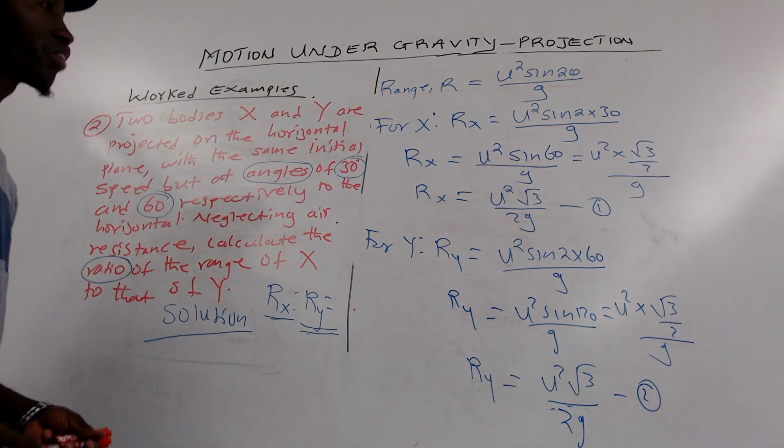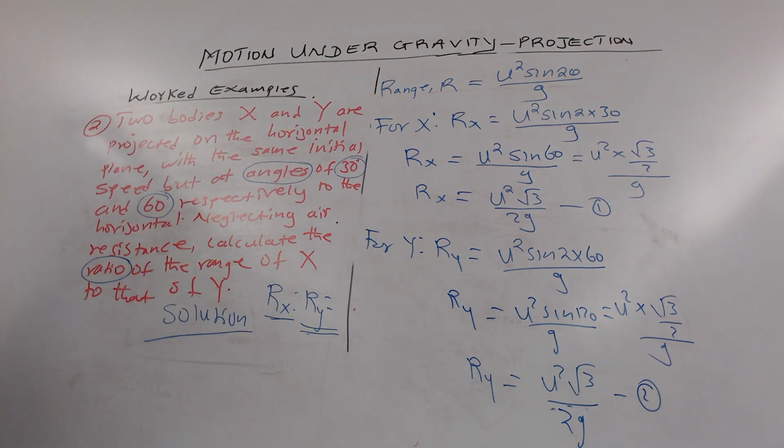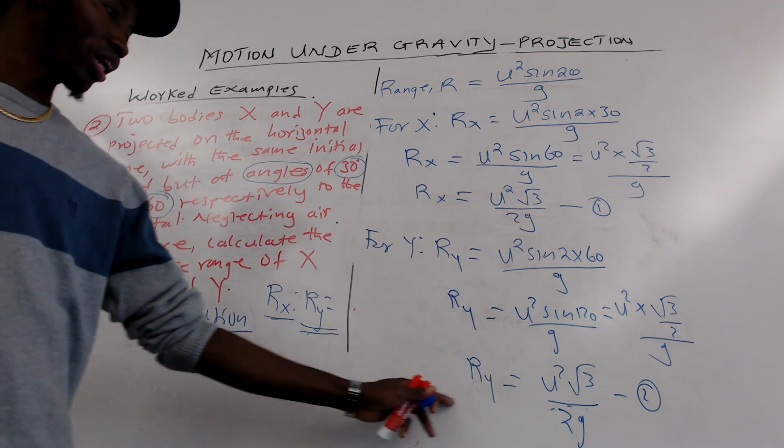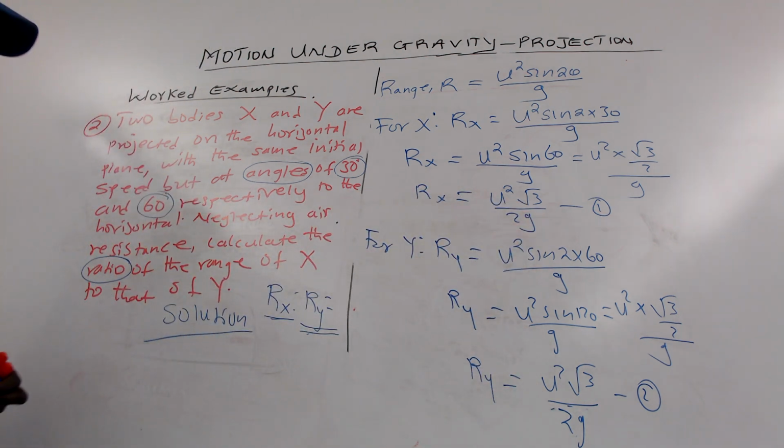So we have the ranges for the two. We have range X to be u square root 3 all over 2g, and range Y to be u square root 3 all over 2g. But the question says, what is the ratio?